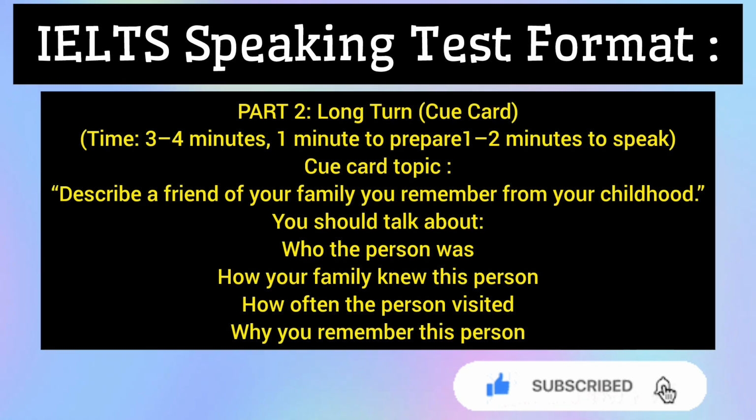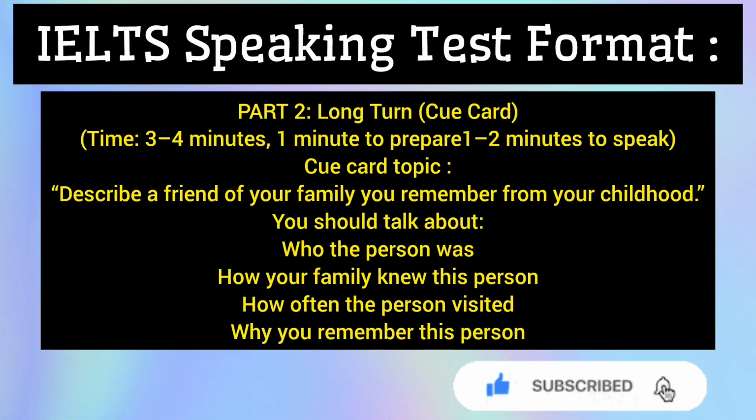As you see, part 2 is the long turn cue card question. You see the task card. As you see on your screen, the task card is there. Describe a friend of your family you remember from your childhood, and you should say these are your cues. You have to answer these cues: who the person was, how your family knew this person, how often this person visited, and explain why you remember this person.